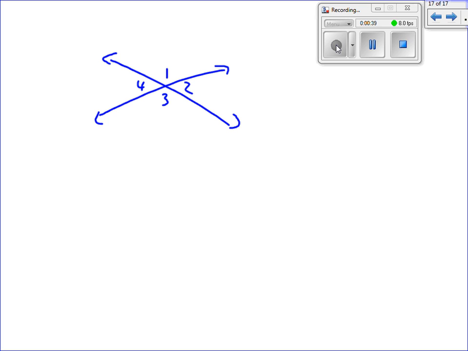So let's take a look at angle 4. Angle 4 goes from this line to this line, so that arc represents angle 4. And angle 1 goes from the middle line between them to this line right here, so I can draw an arc from those two lines. Notice that those two arcs together form a perfect semicircle, and they fall on the same line.